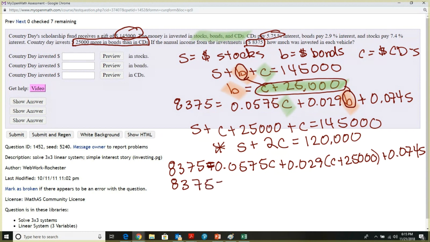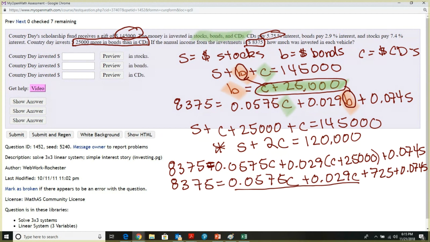All right, so we have 8375 is equal to 0.0575C. Now I'm going to distribute this, 0.029C, and then let's see what 0.029 times 25,000 is going to be: 725. We're running out of room. All right, now I can add these 2 together, and then I can also subtract that 725.